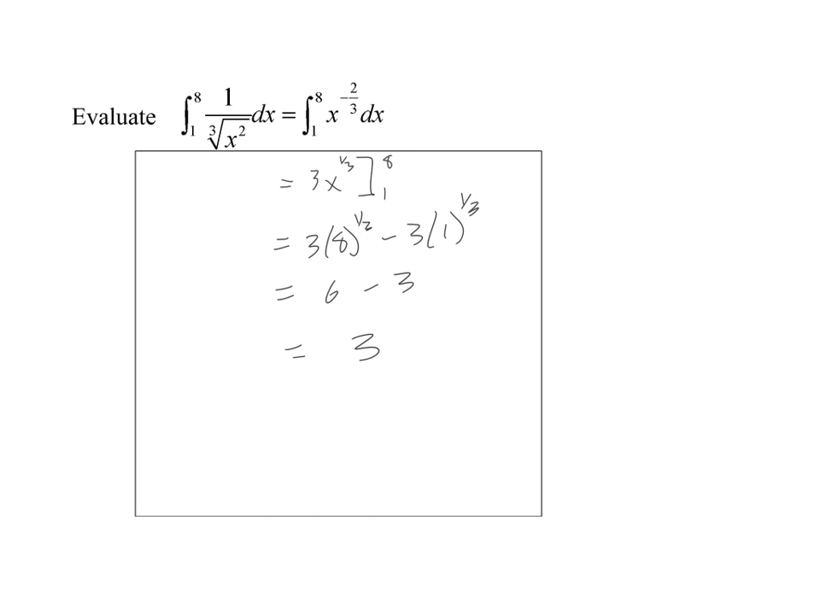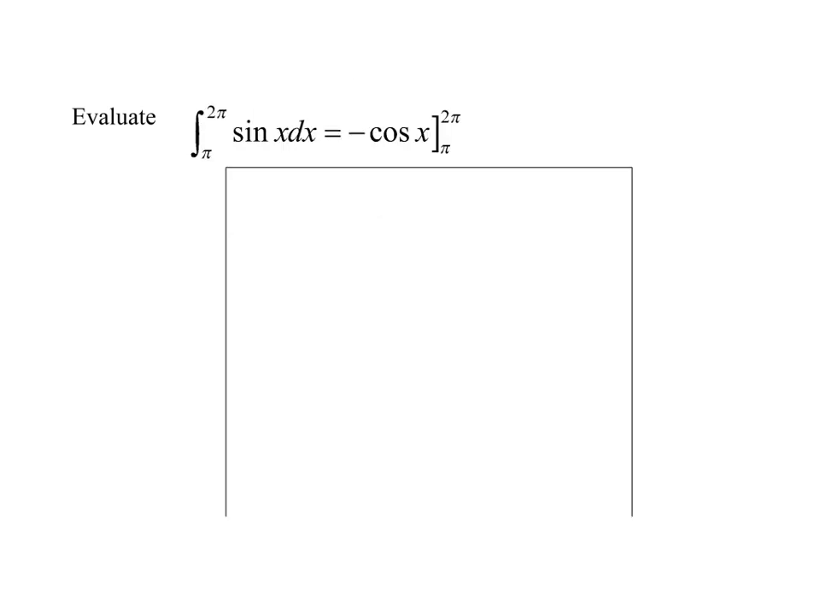And I have one more. So here's a trig one, and they work the same. You can see I've already done the first step, so the antiderivative of sine is negative cosine. We're going to go from pi to 2 pi, so all we have to do now is solve this. So we'd have negative cosine of 2 pi, subtract negative cosine of pi.